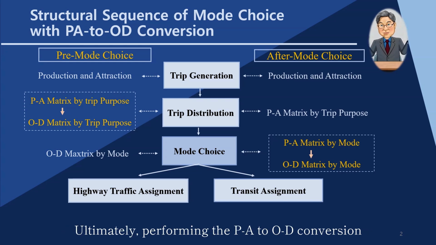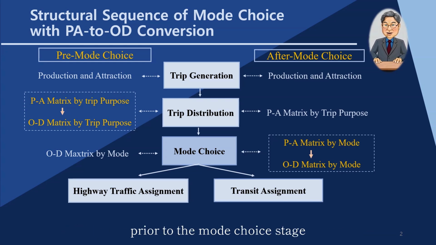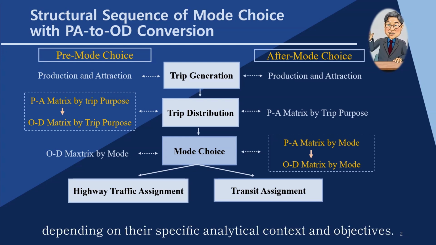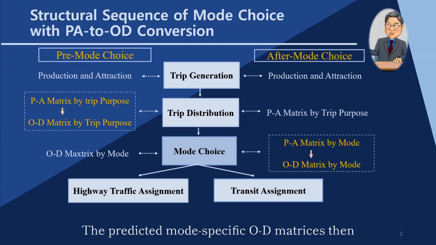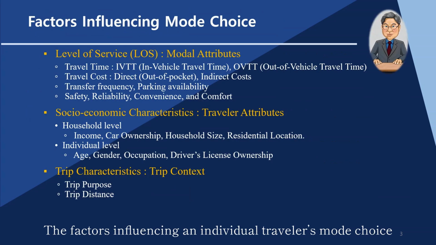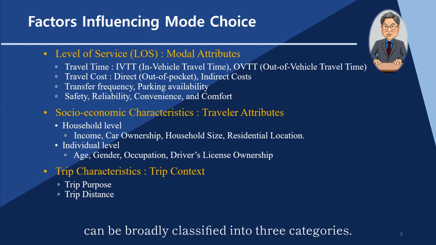Ultimately, performing the PA to OD conversion prior to the mode choice stage grants analysts the flexibility to selectively utilize either PA or OD data depending on their specific analytical context and objectives. The predicted mode-specific OD matrices then serve as the final inputs for the fourth stage of the modeling process, traffic assignment. The factors influencing an individual traveler's mode choice can be broadly classified into three categories.